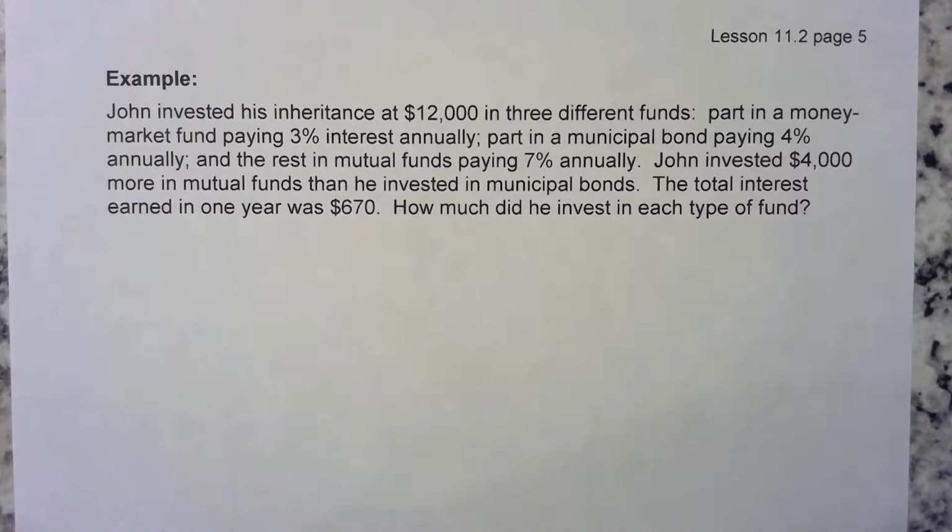John invested $4,000 more in mutual funds than he invested in municipal bonds. The total interest earned in 1 year was $670. How much did he invest in each type of fund? Now this sounds like a lot of information. You just need to break it apart into tiny pieces.